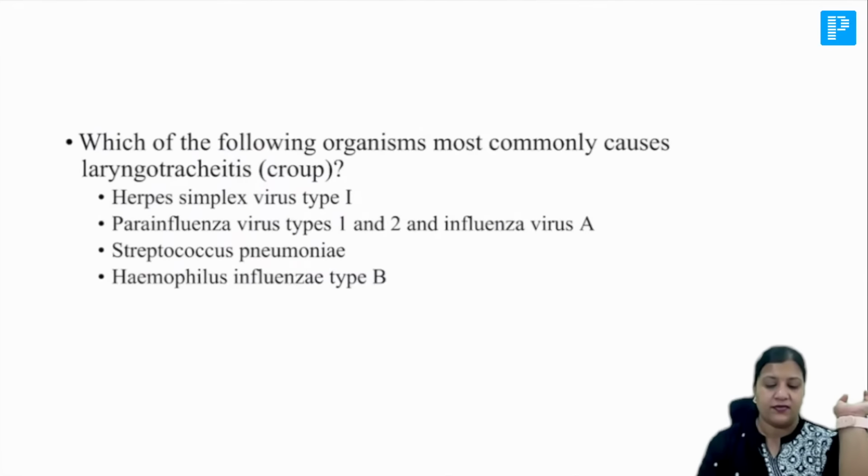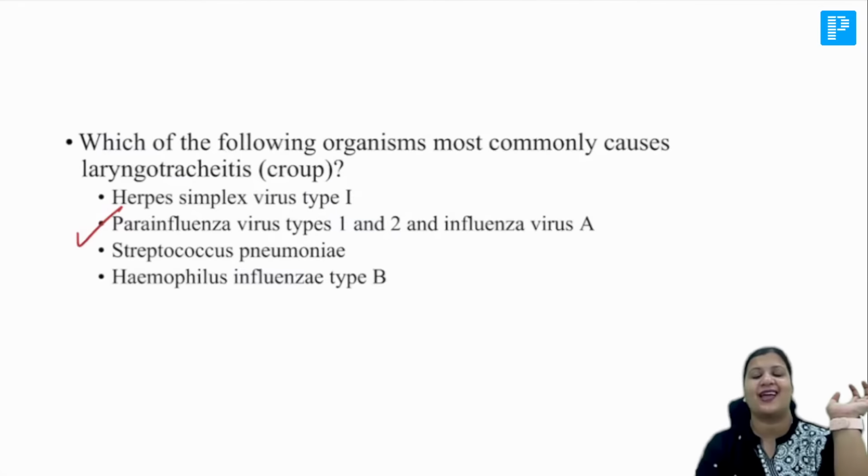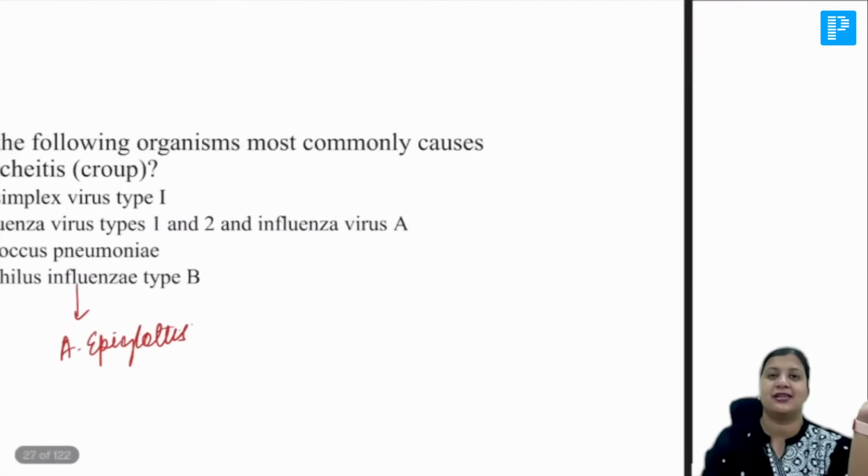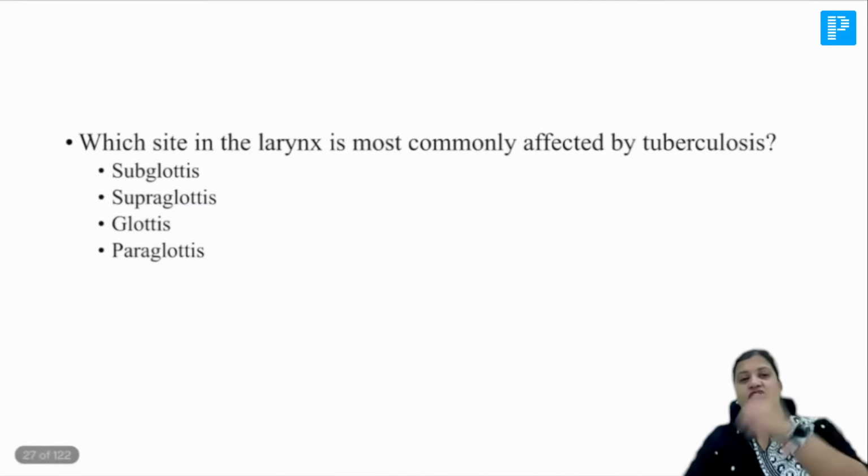Now if we look at this question, the most common organism responsible for causing laryngotracheobronchitis is parainfluenza type 1 and type 2 virus. This is the most common question that we know. H. influenza is responsible for causing acute epiglottitis, which we have already discussed. In croup, we see a sign which is called the steeple sign, which I will show you with the image.